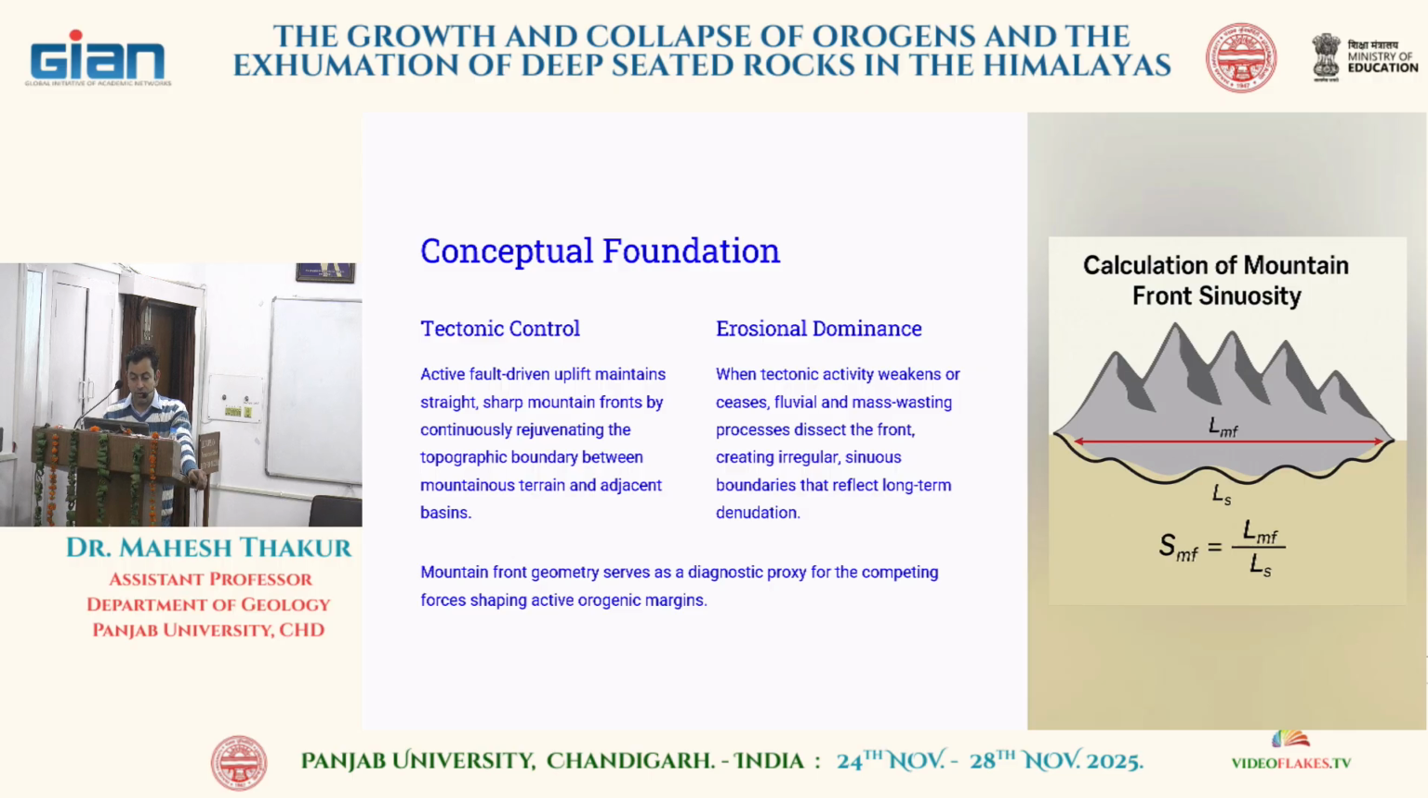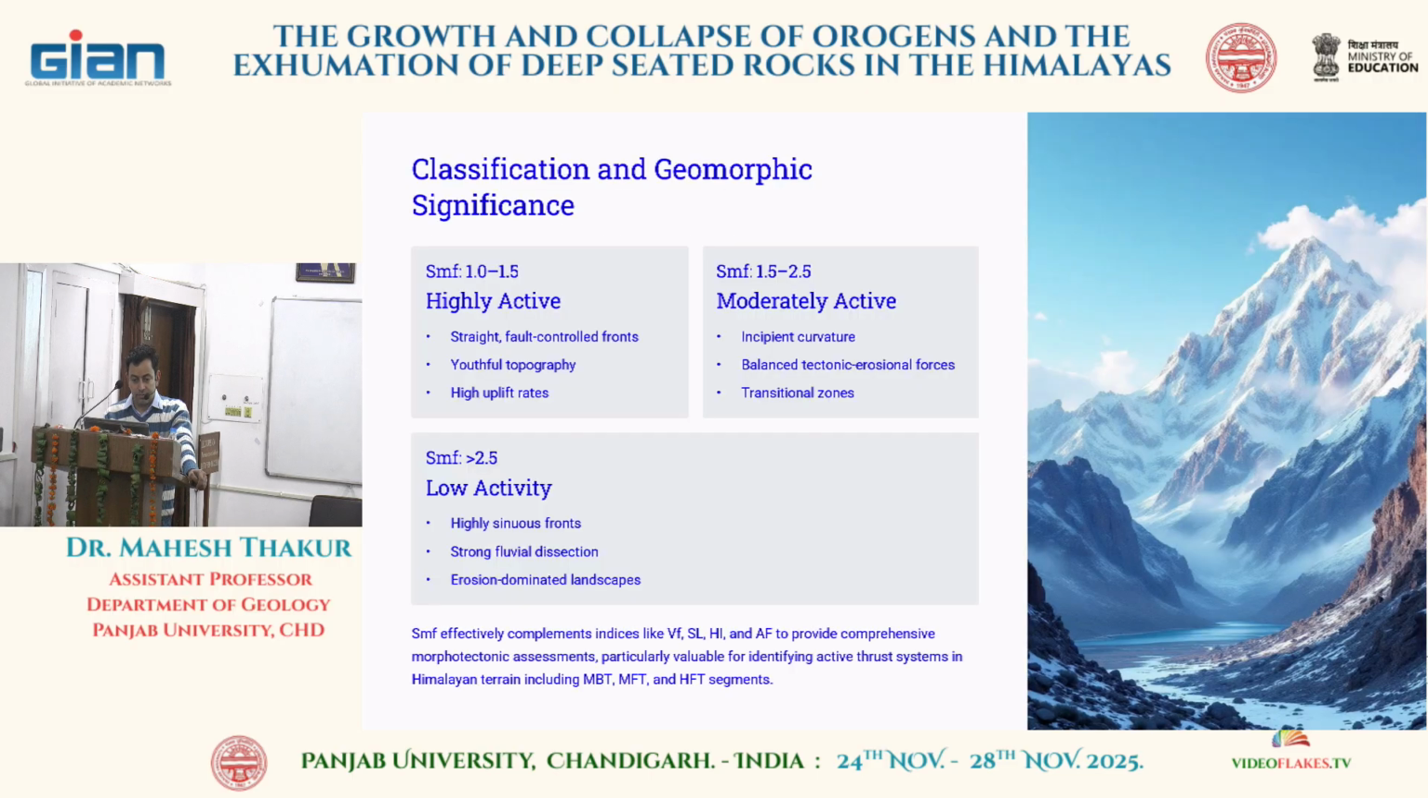So you can do this calculation, classification and geometric significance. If the value is between 1 to 1.5, highly active; between 1.5 to 2.5, moderately active; and if it is more than 2.5, it is low activity.